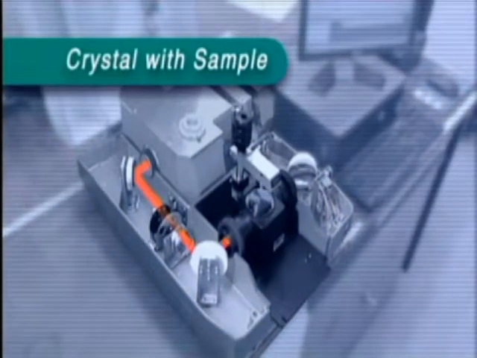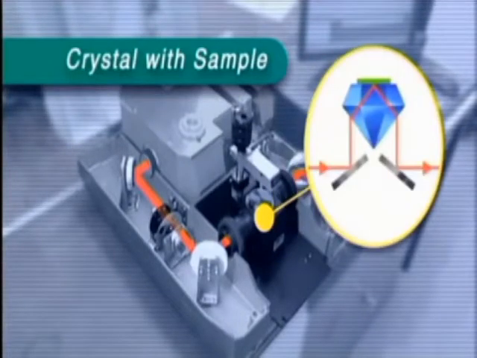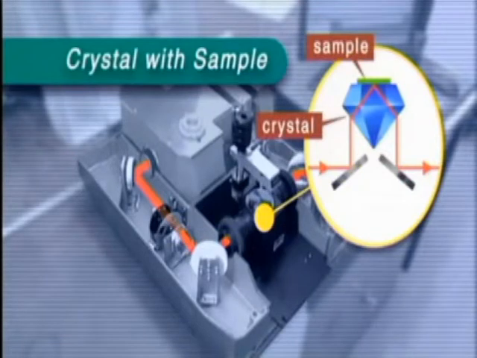This is the sample holder. The sample is placed here on a crystal which is made of diamond or germanium. The IR beam is directed into the sample by a mirror. It is reflected back from the upper surface of the sample before being guided into the detector by a second mirror. This method is called attenuated total reflection, or ATR.